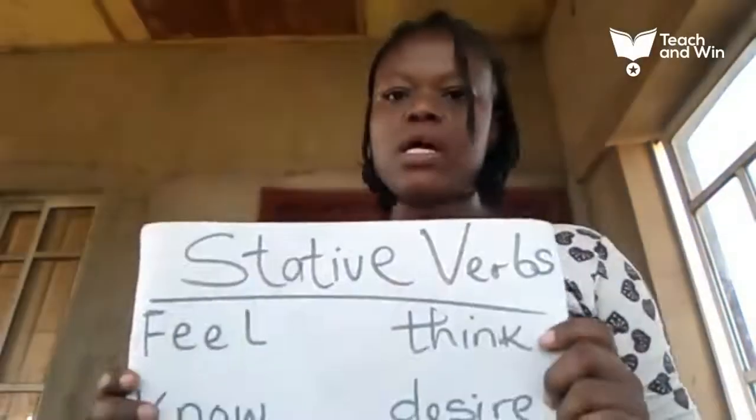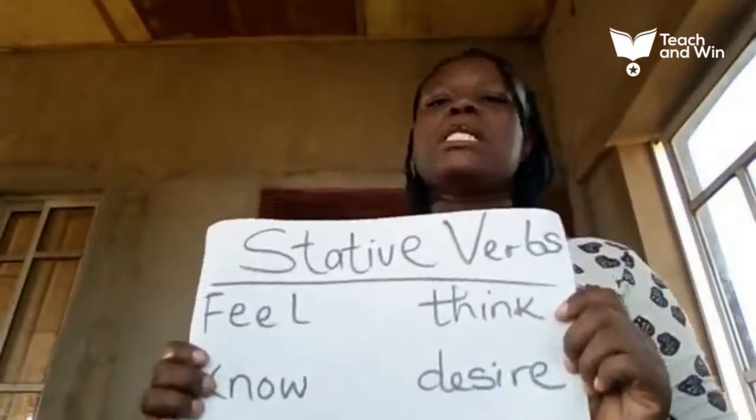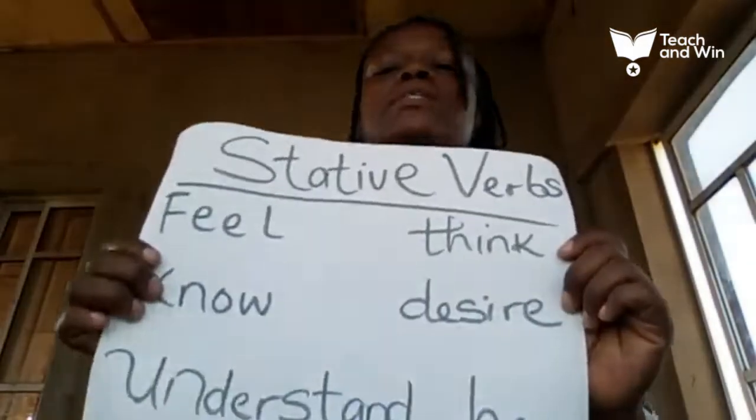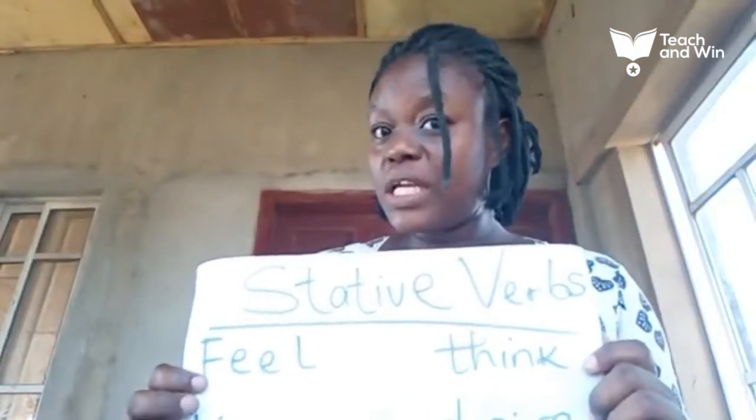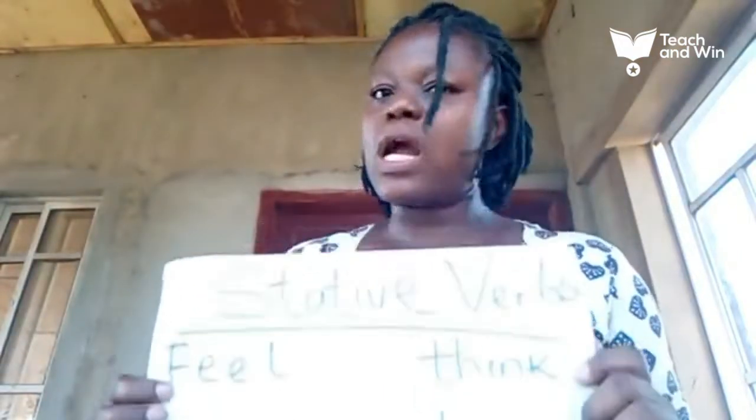Now, what are stative verbs? Stative verbs, like I said earlier, are verbs that are immobile. They cannot be performed, but they can be experienced. Example, you have the verb feel. Can you do feel? Can you perform it? You cannot carry it out.